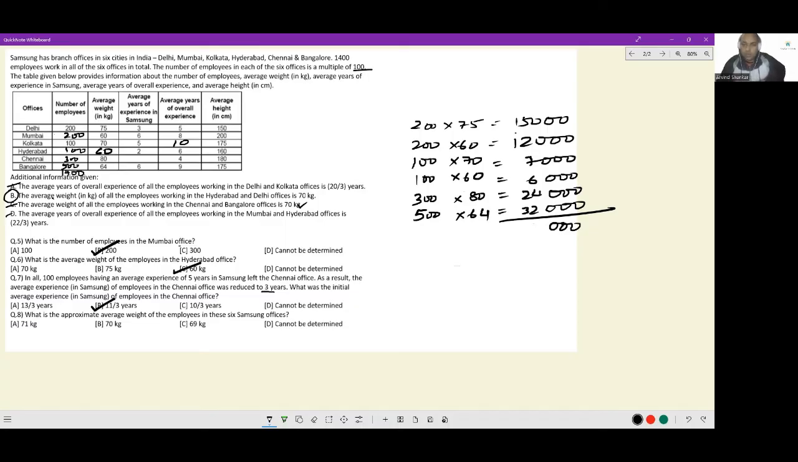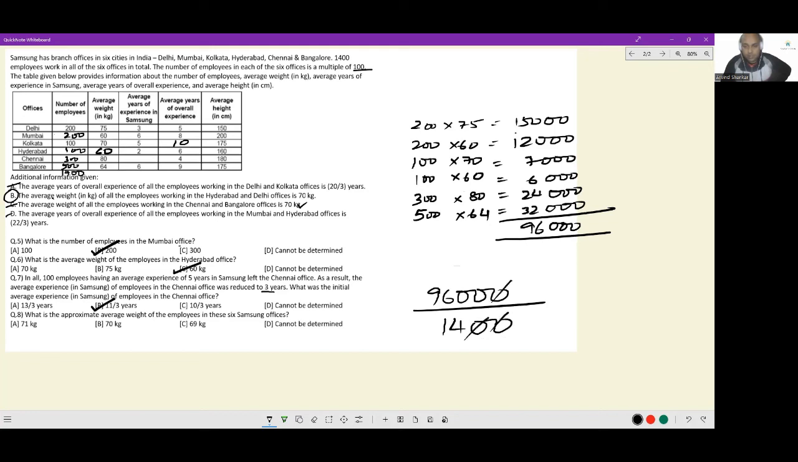And initially, what do we have? 32 plus 24 is 56. 56 plus 6 is 62. 62 plus 7 is 69. 69 plus 12 is 81. 81 plus 15 is 96. So 96,000. The total turns out to be 96,000. And the whole thing has to be divided by 1400.